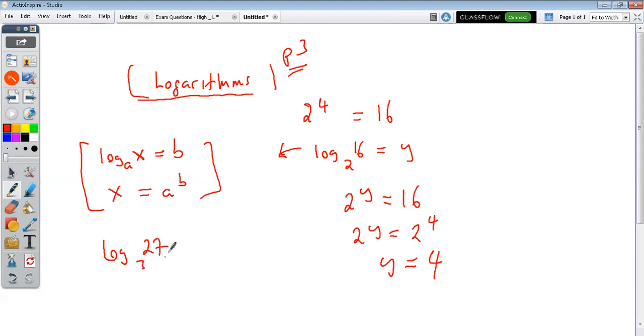So if I say log 27 to base 3 is equal to m, what I'm saying is 3 to the power m is equal to 27. And we know that 27 is 3 to the power of 3. So our m is equal to 3.